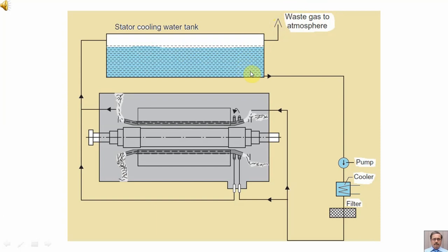From stator cooling water tank, the water is getting pumped out. It passes through a cooler, then a filter, and then the water is passing through the stator conductors, and then it goes back to stator cooling water tank.